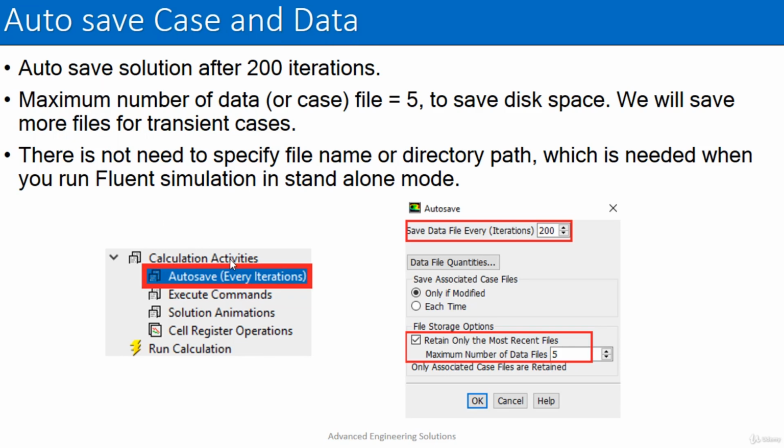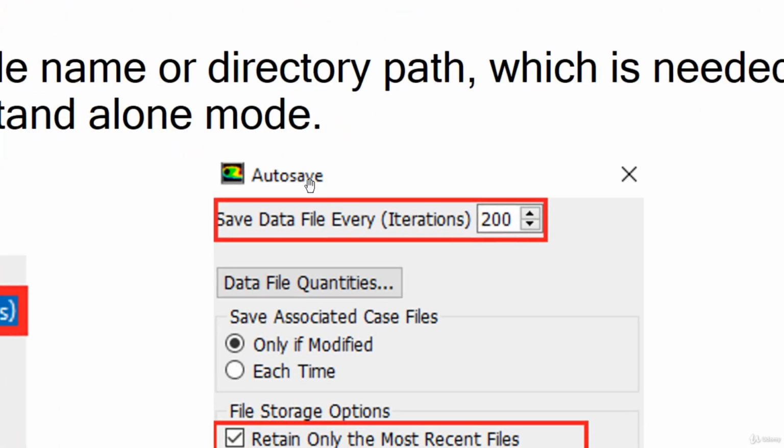Under the calculation activities, we have the autosave every iteration option, or whatever option you want to select. Usually for the smaller cases, I use the option that the file should be saved after 200 iterations. And for bigger files, this may be for 50 or maybe for 20 iterations. So this will save the data file after every 200 iterations, whatever number you want to put here.